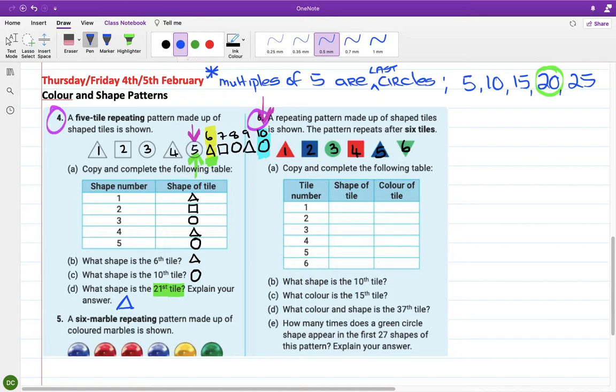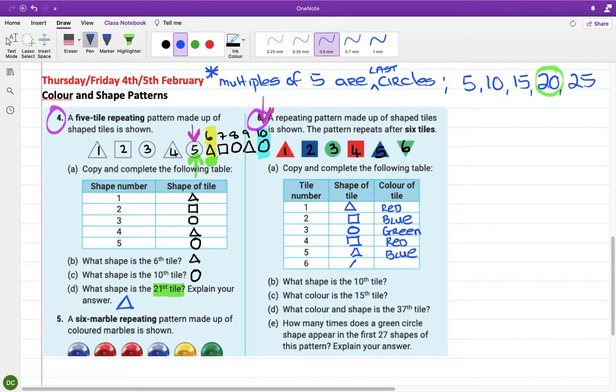Okay? So, tile number 1. The shape of tile number 1 is a triangle and the colour is red. The shape of tile number 2 is a square and the colour is blue. The shape of tile number 3 is a circle and the colour is green. Tile number 4 is a square and we're back to red. Tile number 5 is a triangle and blue.